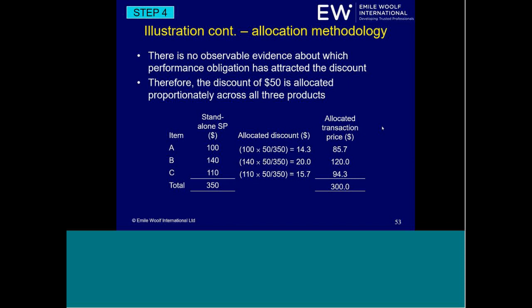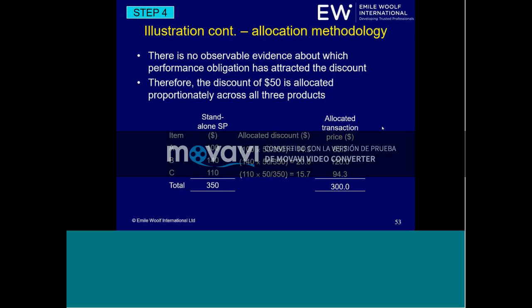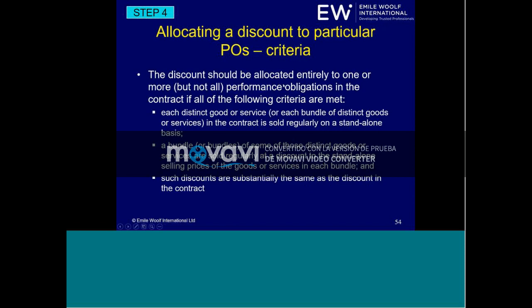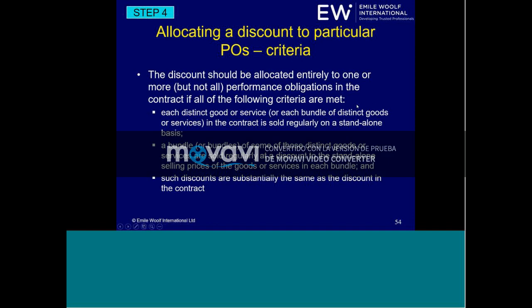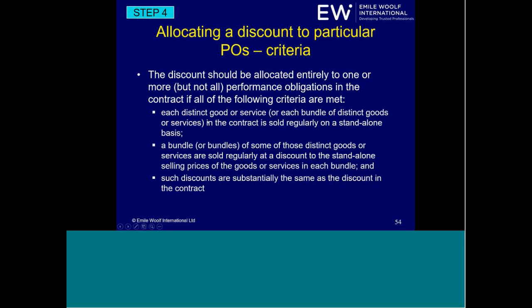The difference entirely to one or more, but not all, criteria are met. In other words, this is tracing the discount to a unique part of here, these 3 products. If all are met, each distinct good or service is sold regularly. A bundle or bundles of some of these distinct goods or services sold regularly at a discount. Discounts are substantially the same as in the contract.